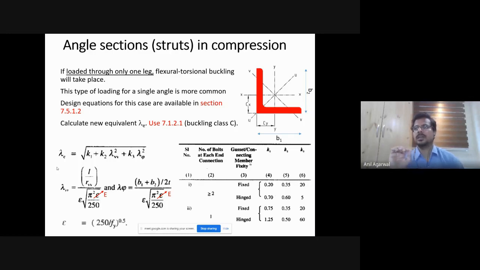So this is not really a theoretically sound method. It is a very empirical method, because ideally the equation itself should have changed completely, correct? If you look at some of the other international codes, for example the American code, they have a completely different equation for the column buckling itself, or angle buckling, when it is subjected to eccentric compression.